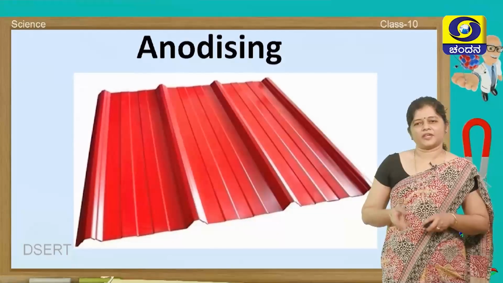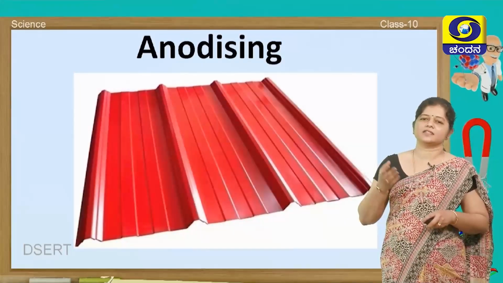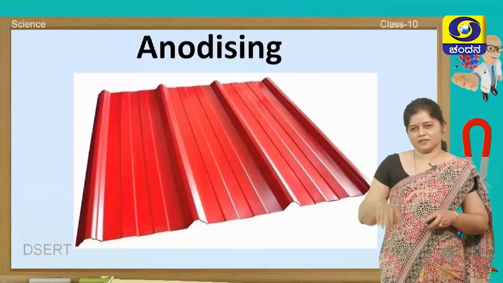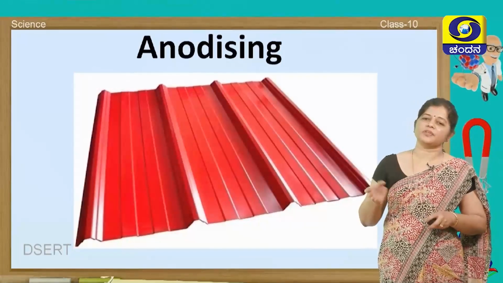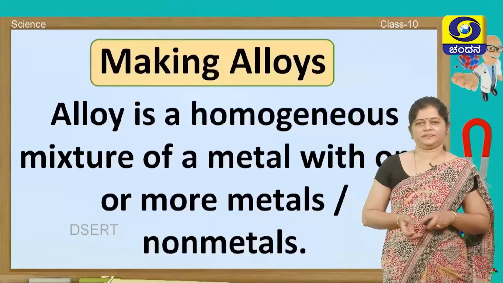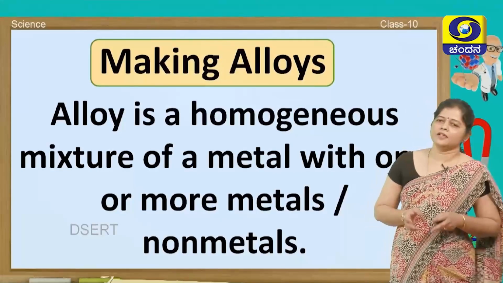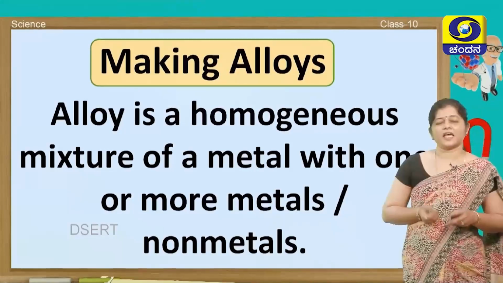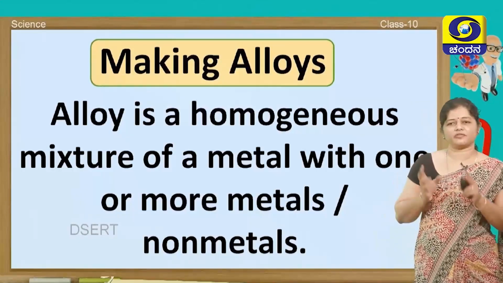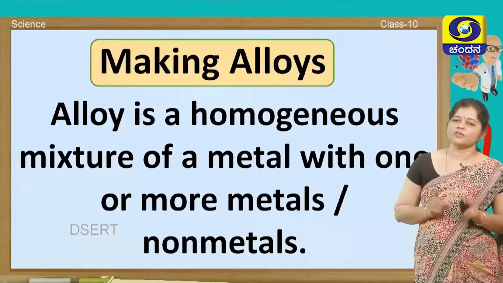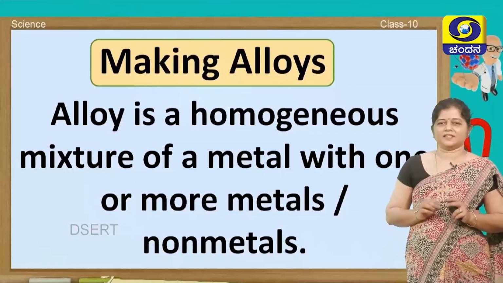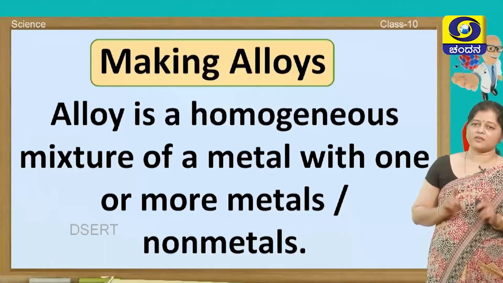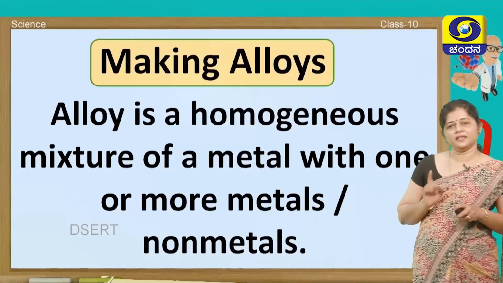Another one is anodizing. You have already learned that it is the formation of a thick oxide layer of the metal over that metal again. So, this also prevents further corrosion. Another important and easy method is by making an alloy. An alloy is a homogeneous mixture of a metal with one or more metals or non-metals. So, a homogeneous mixture of a metal with one or more metals or non-metals is called an alloy.